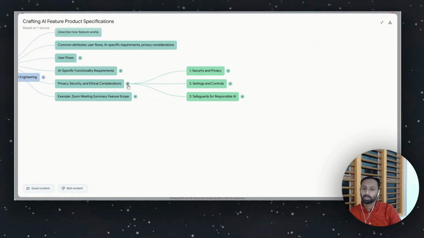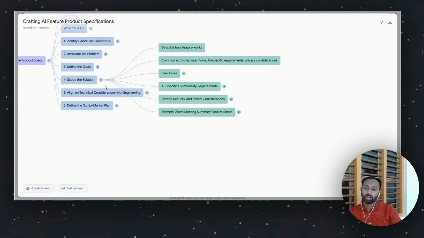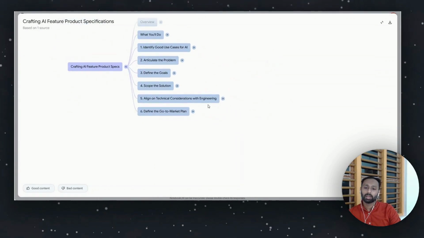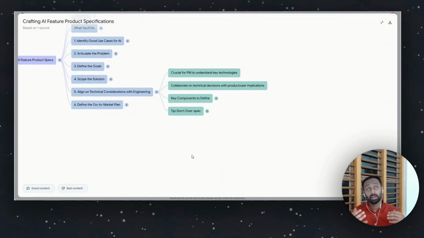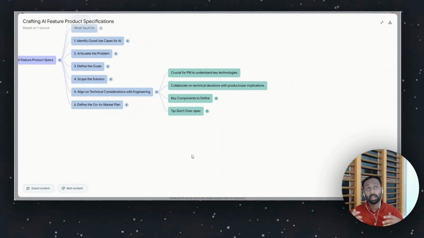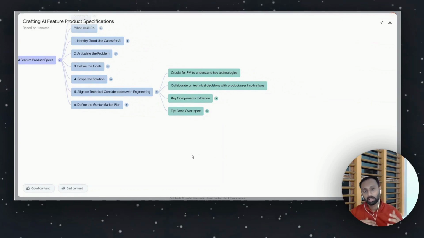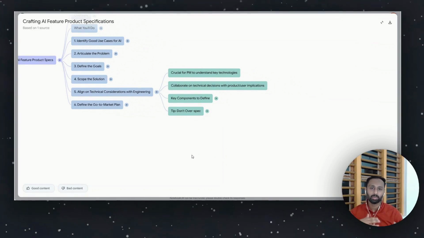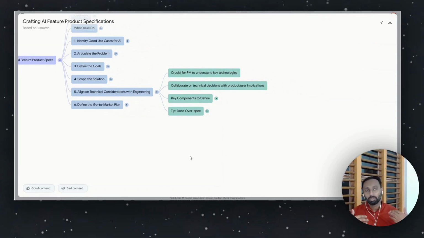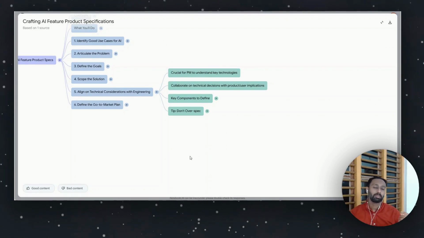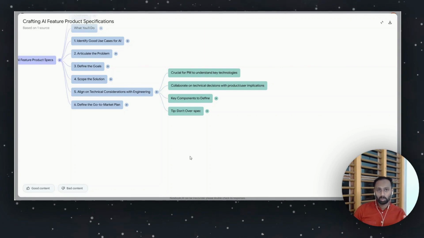Now, finally, the next one is aligning on technical considerations with engineering. Whenever you're building these features, align early and often with the engineering team. Have multiple back and forth discussions even before finalizing the PRD, and after finalizing the PRD, because it's very important for you to really understand key technologies and the nuances of them.